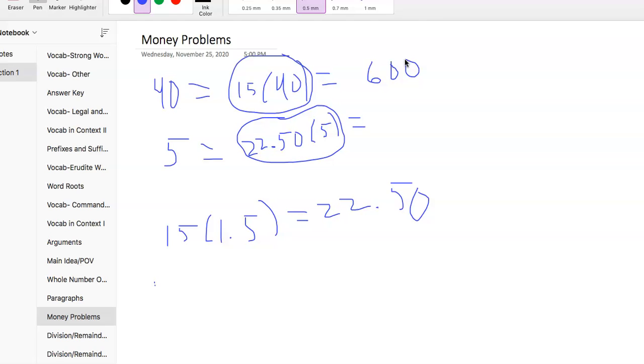22.50 times 5 is 112.50. Okay. If you add those two together, so I've got these numbers kind of colliding on me, but we get 712.50. Okay, and that's what he would make for the week, right? So that's an overtime question. That's how you go about solving those.